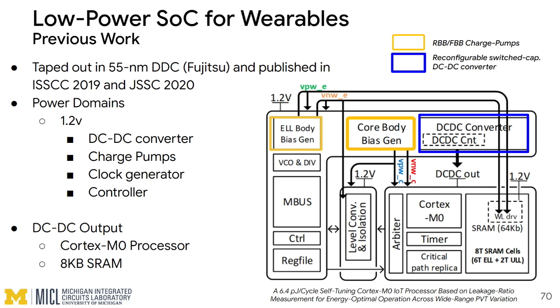The specificity of this project is that the 55 nanometer is a deeply depleted channel which has back biasing, right? So you have to use a lot of reverse biasing and forward biasing to tweak or tune the VTH of all the transistors. And that requires a lot of charge pumps. So we need a DC-DC converter to power up the core, but we also need charge pumps to generate negative voltages to do reverse and forward body biasing.